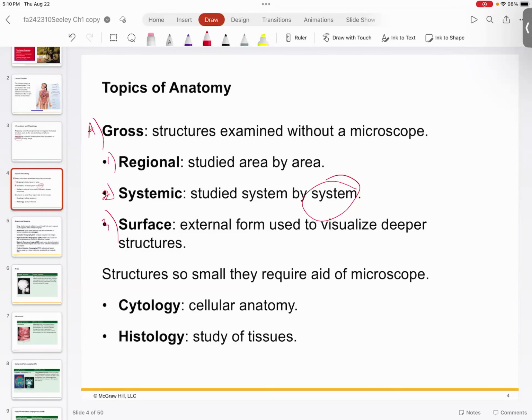And then surface anatomy, which some of you may have heard of, is basically just the external stuff. So essentially, you're moving from the surface area that's the most visible, the most shallow layer, to the deeper layers of anatomy. And so you move from one layer to the next.